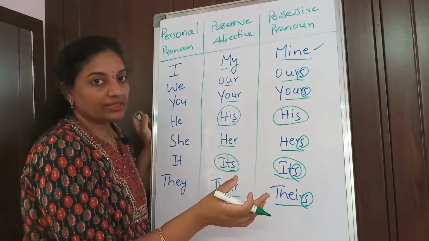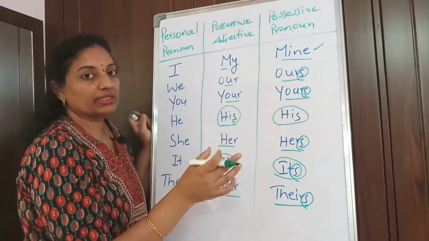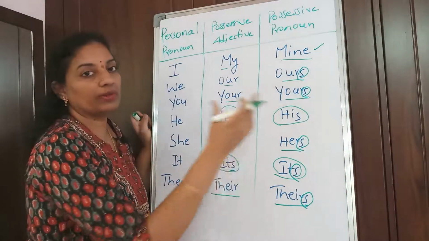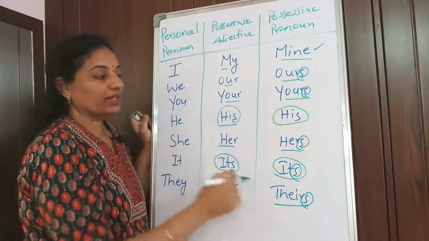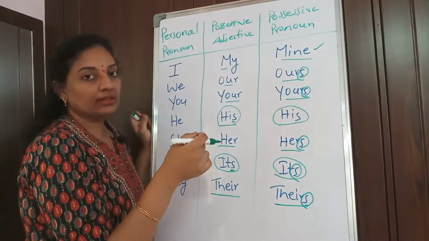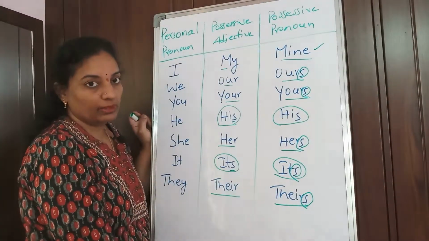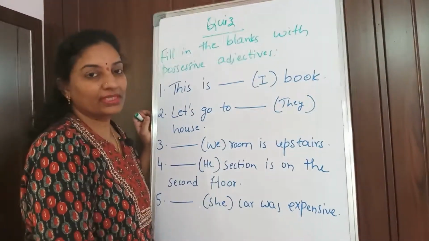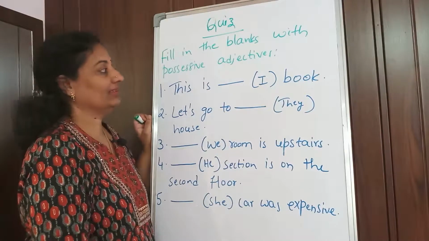You can identify a possessive adjective very easily because possessive adjectives are always followed by the nouns they modify, whereas possessive pronouns stand on their own. They themselves act as nouns. They replace the nouns.